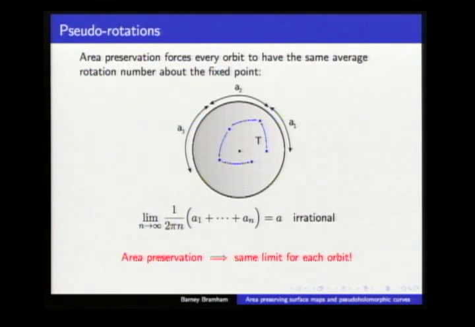And that's not obvious at all. And so we have associated to this system an irrational number. And so we'll call this the rotation number of this pseudo-rotation. Okay.